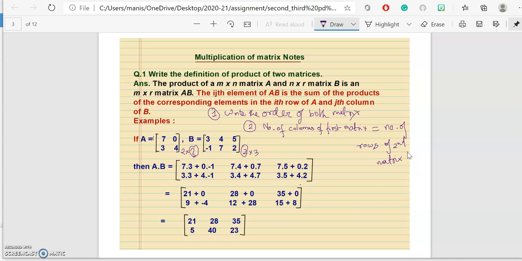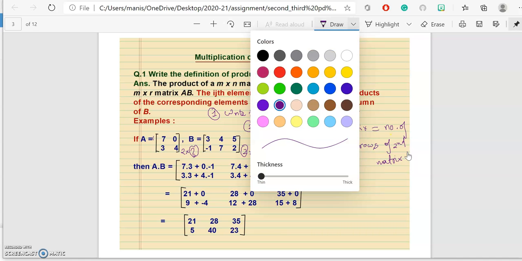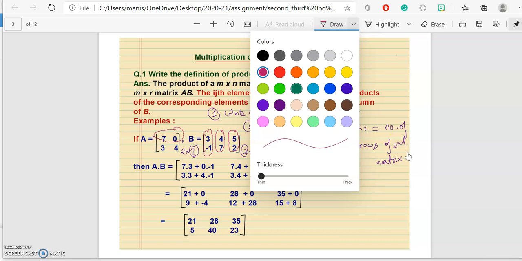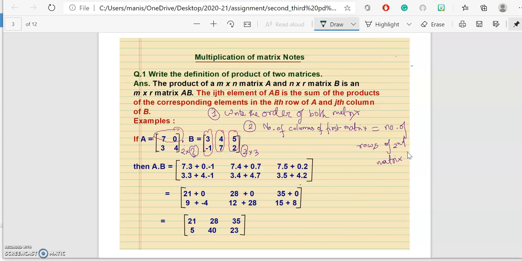then you can multiply. So in this case, how we are multiplying is, you take your first row and you multiply it with the first column of this matrix, then you multiply with the second column, then with the third column. After this, you take your second row and you multiply again with the first column, second column, and the third column over here.